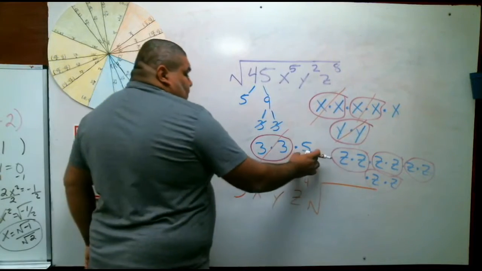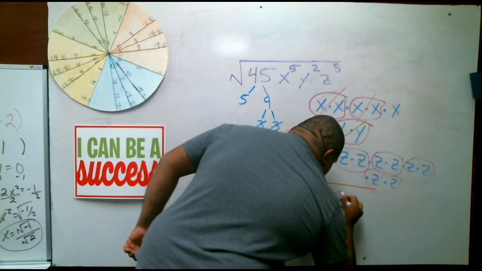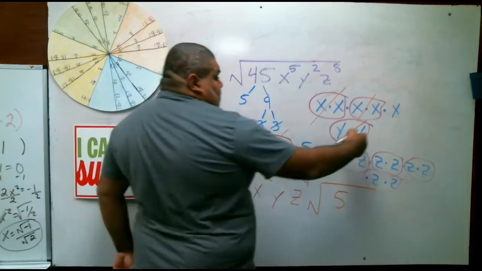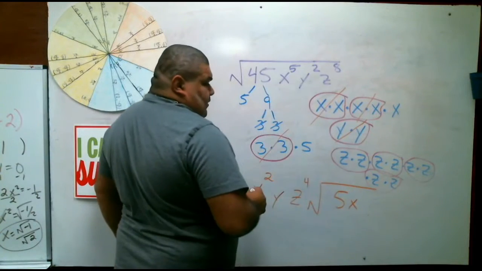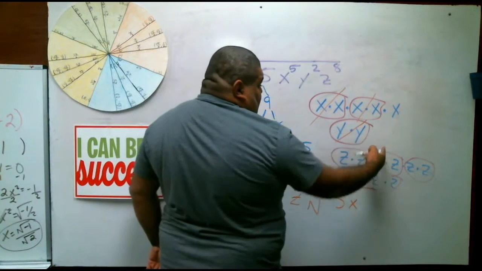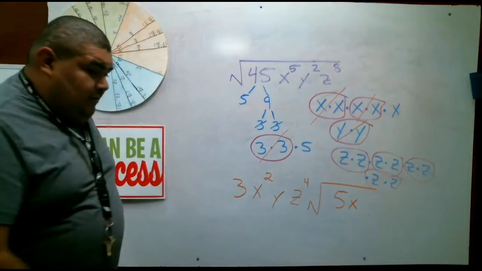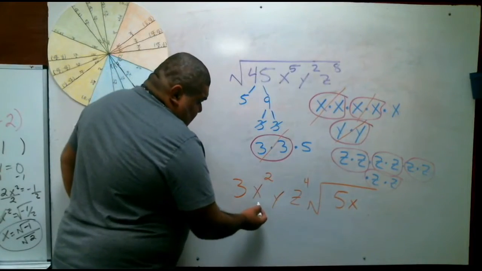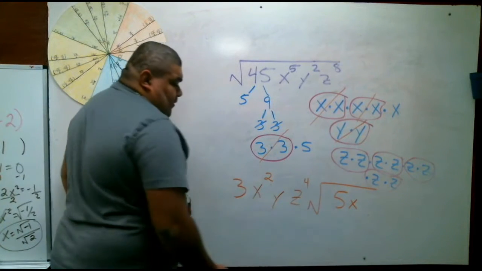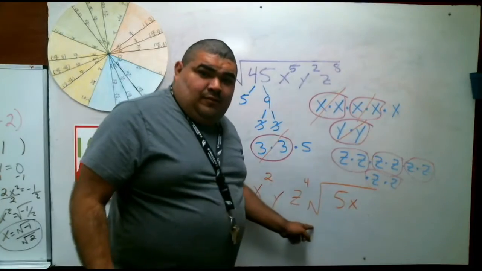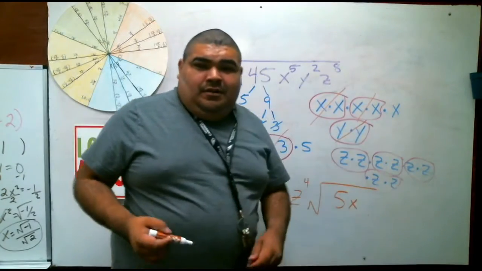So you had a leftover 5, so it goes on the inside. We had 1 leftover x, goes on the inside. There was no y's left over or z's. So your answer is 3 x squared y z to the 4th radical of 5x, because we only had a 5 and an x left over. Okay.